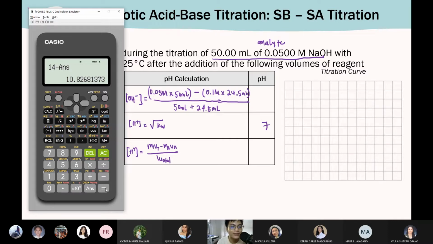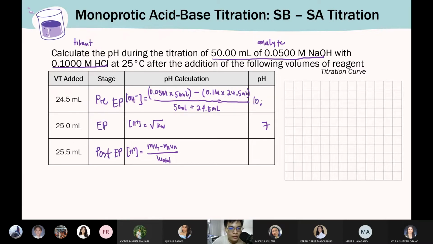You need to be fast at this, just pressing the buttons. If you're still slow, you'll have a harder time in the quiz. So you need to be speedy in answering. That will be 10.83. That's the pH when we have 24.5 ml of the titrant. As for the equivalence point, don't solve, because it's always 7 for strong acid, strong base titration and strong base, strong acid titration. They are both 7.